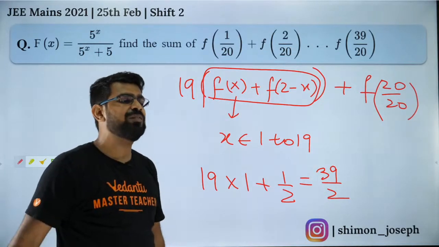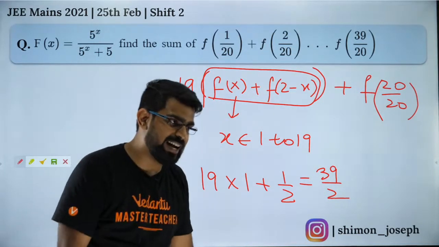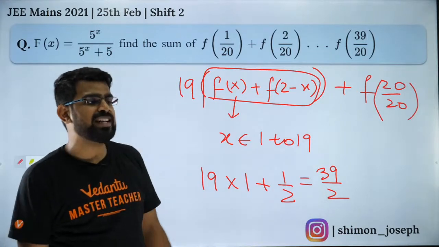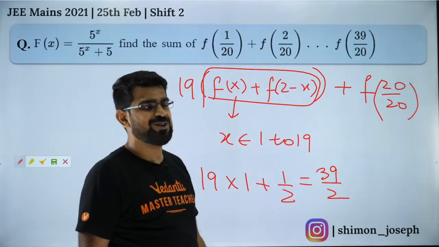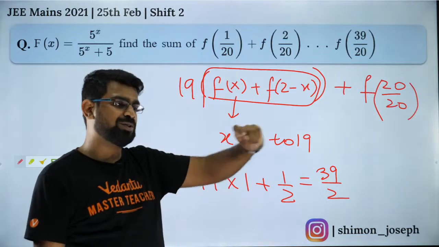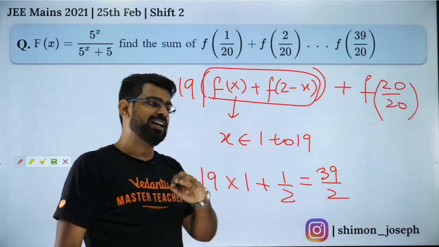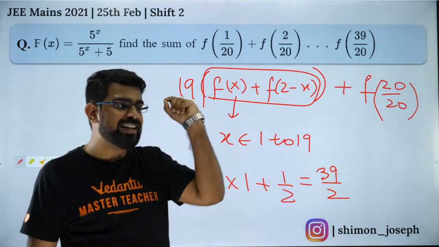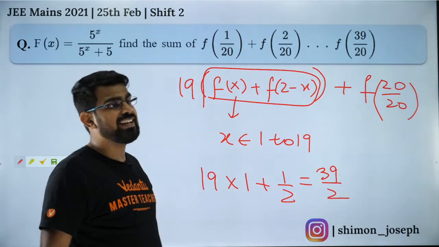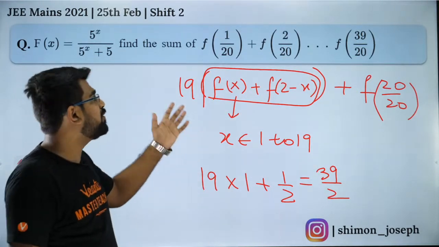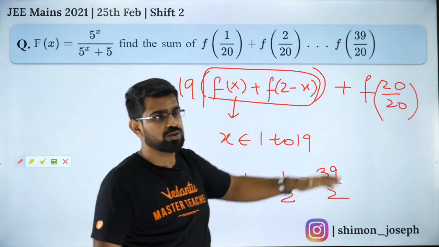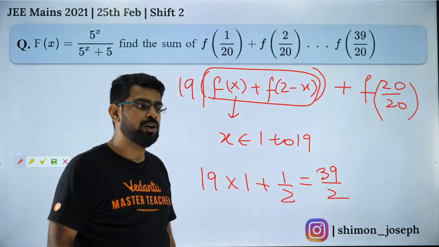Okay. Some people wrote 19 by 2. Okay, great. So fantastic, people. Shruti also wrote 20. Okay, Shruti, very close. But Shruti, you will not be given marks because that is a trap answer. 19 by 2 is also wrong because you have 39 terms. So it is 19 into 1 plus 1 by 2. Got it?